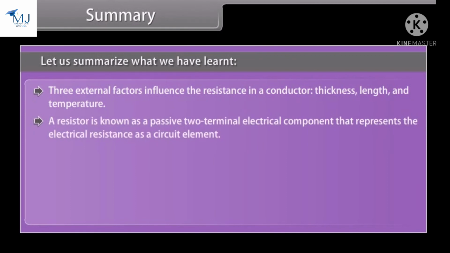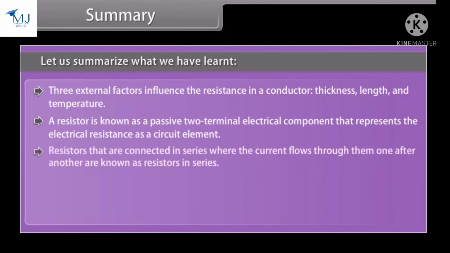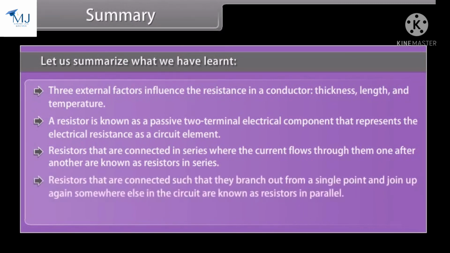A resistor is known as a passive two-terminal electric component that represents the electrical resistance as a circuit element. Resistors that are connected in series, where the current flows through them one after another, are known as resistors in series. Resistors that are connected such that they branch out from a single point and join up again somewhere else in the circuit are known as resistors in parallel.